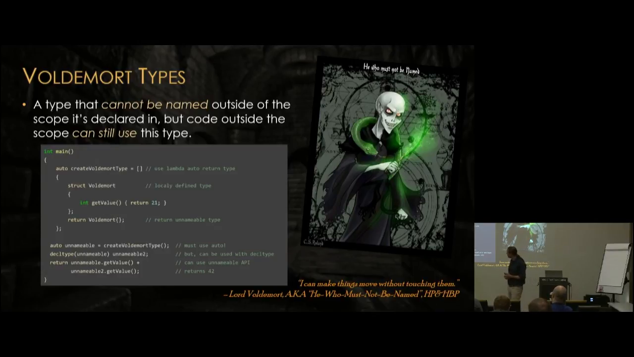So if you look at this simple example, we have a lambda function, create Voldemort type, and I'm declaring the type Voldemort as a struct inside the lambda. It just has a certain method, and I'm returning an object of the Voldemort type. Now, inside our main function, the type system doesn't give us a way to access the name of this class, because this is a type defined inside the scope of a lambda, and there's no way to get into that scope. However, if we use the auto keyword and say auto unnameable equals create Voldemort type, then we can decltype on that and create a new one. We can call its methods, and everything works as we expect. So it's an interesting quirk of the language.